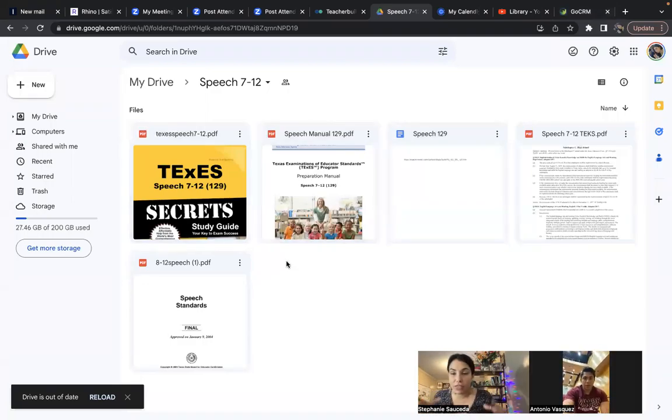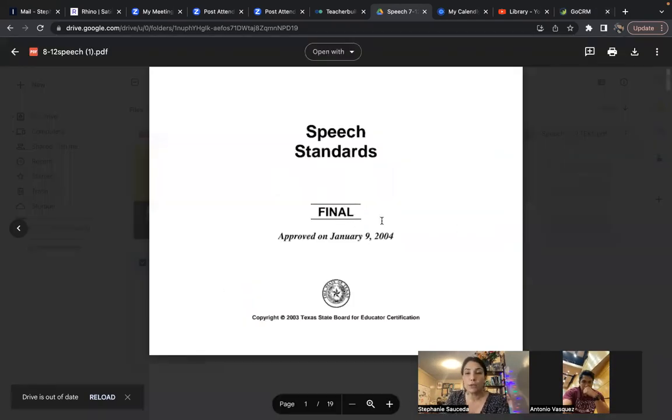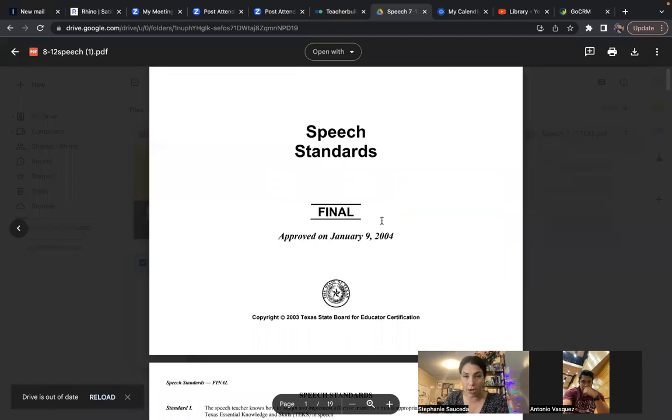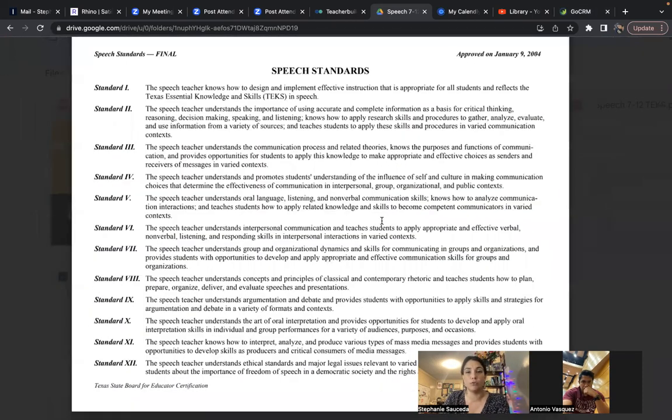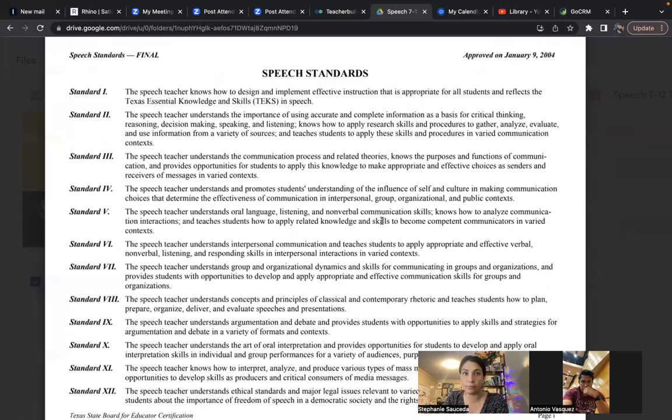So each of the content area exams are created from just two sources and two sources alone. The first source is the standards, and every content area has their own particular standards that you have to abide by and know all the concepts, and you have to be able to do all of the things in there.